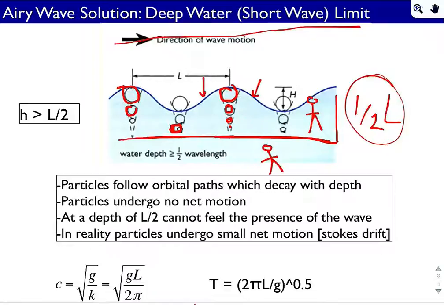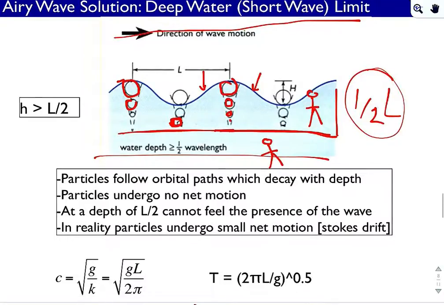The bottom could be here, or the bottom could be 1,000 meters below that. The wave doesn't care. It's not affecting its characteristics. It's living essentially in the surface layer, the 1/2 L layer. That's where everything's happening. So the water's moving in these closed orbital motions. They decay with depth, and they were pretty much decayed by the time you hit 1/2 L.